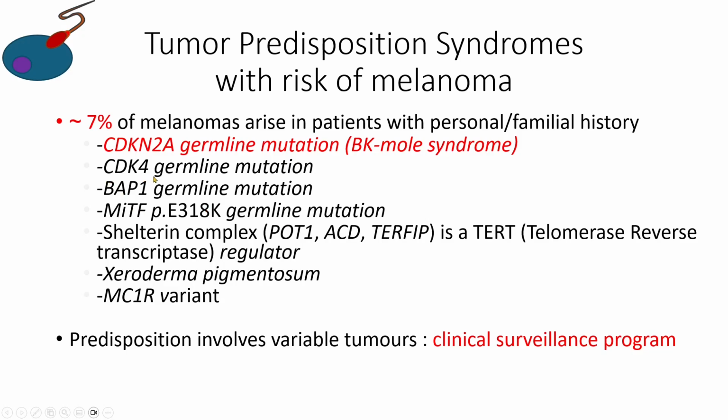So CDK4 is very rare, then BAP1 germline mutations, MITF, the recently described shelterin complex, and also xeroderma pigmentosum and MC1R variants. These syndromes can involve different types of tumors depending on which anomaly, and this can lead to the patient having a clinical surveillance program.